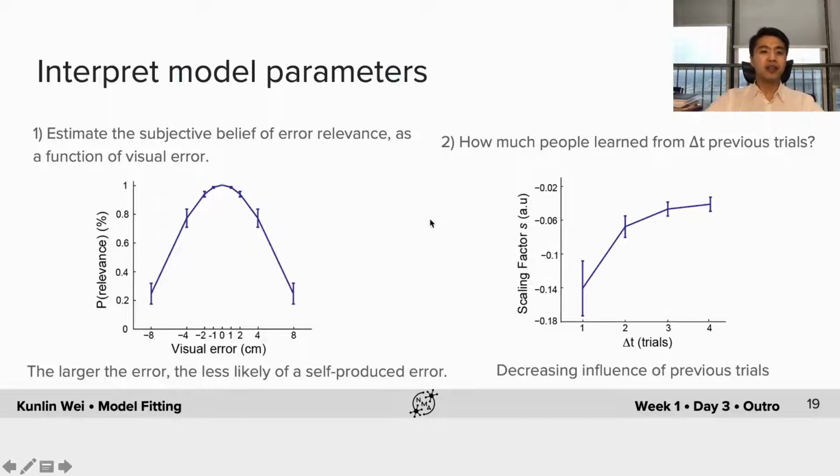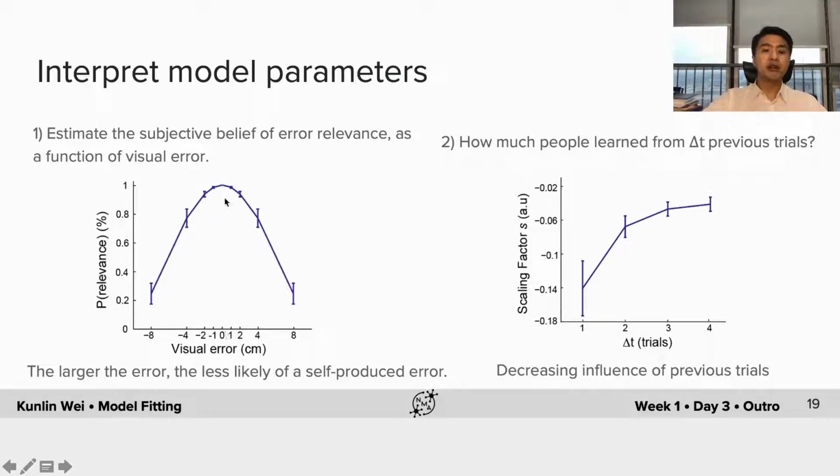Remember, I have a model parameter S and a sigma. Using those model parameters, I can estimate the subjective belief of error relevance. What does it mean? It is your subjective feeling whether that error is caused by yourself, estimated by the model. So I plot this estimate. I plot the probability of relevance as a function of a visual error. It has this kind of shape. It actually makes perfect sense.